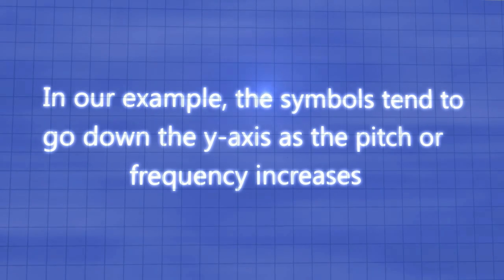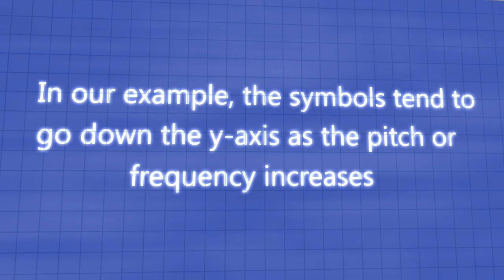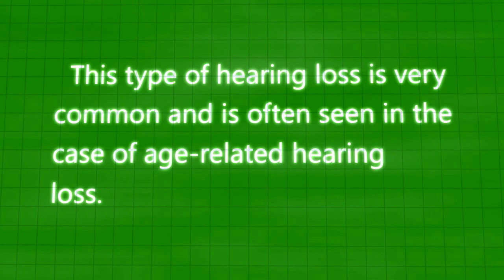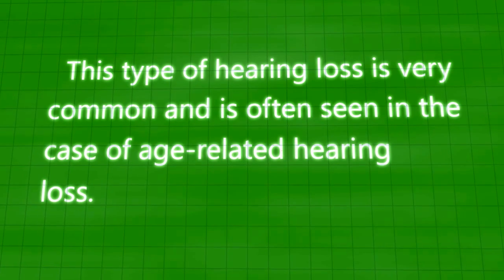In our example, the symbols tend to go down the y-axis as the pitch or frequency increases, meaning that the hearing thresholds are better in the lower pitches or frequencies and worse in the higher frequencies. In this example, our patient has a very mild hearing loss in the lower frequencies, and it progresses to a greater hearing loss in the higher frequencies. This type of hearing loss is very common and is often seen in the case of age-related hearing loss.